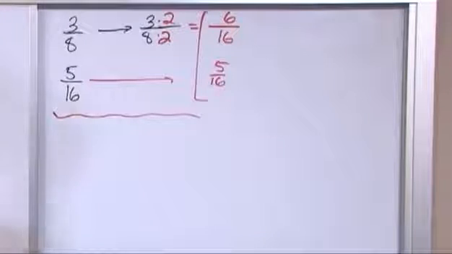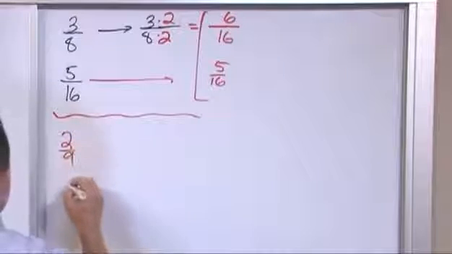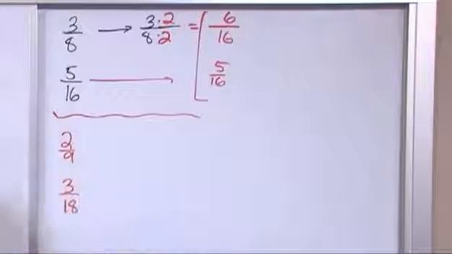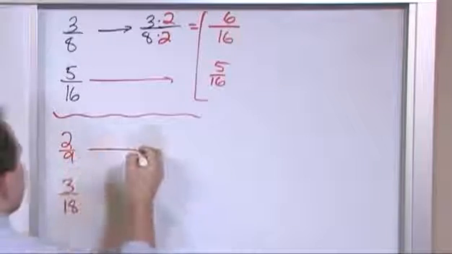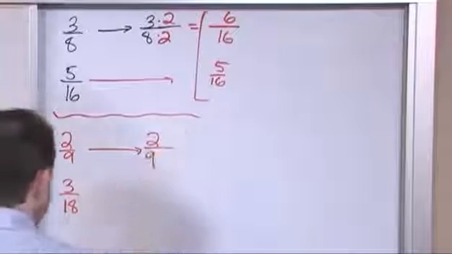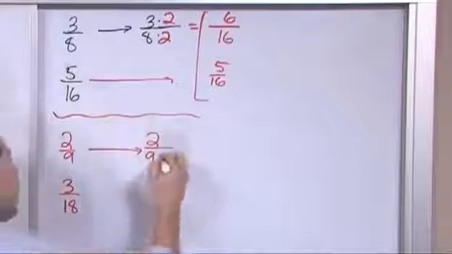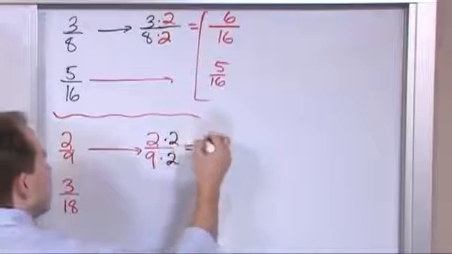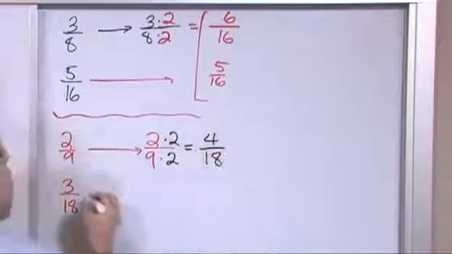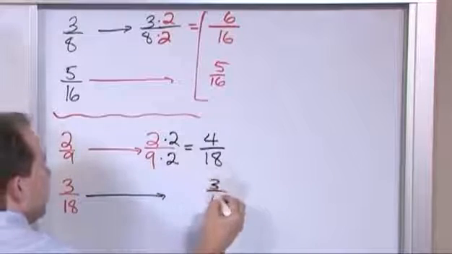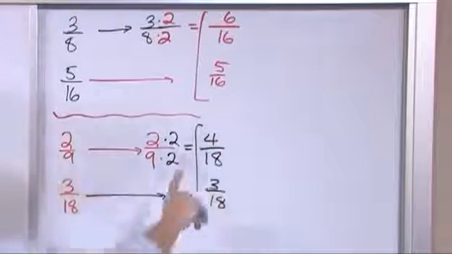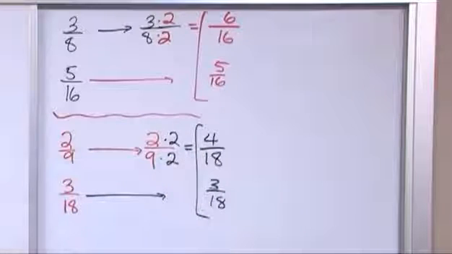What if I have 2/9 and 3/18? I look at that and say, well, I have 18 and I have 9, so all I really have to play around with is 2/9. What if I multiply the top by 2 and the bottom by 2? Then 2 times 2 is 4, 9 times 2 is 18. This one, 3/18, I don't have to mess with. So these two fractions now have a common denominator and they represent exactly the same amount of stuff. It's the same pair of fractions, it's just that this one looks a little bit different than this one. So 4/18 and 3/18.